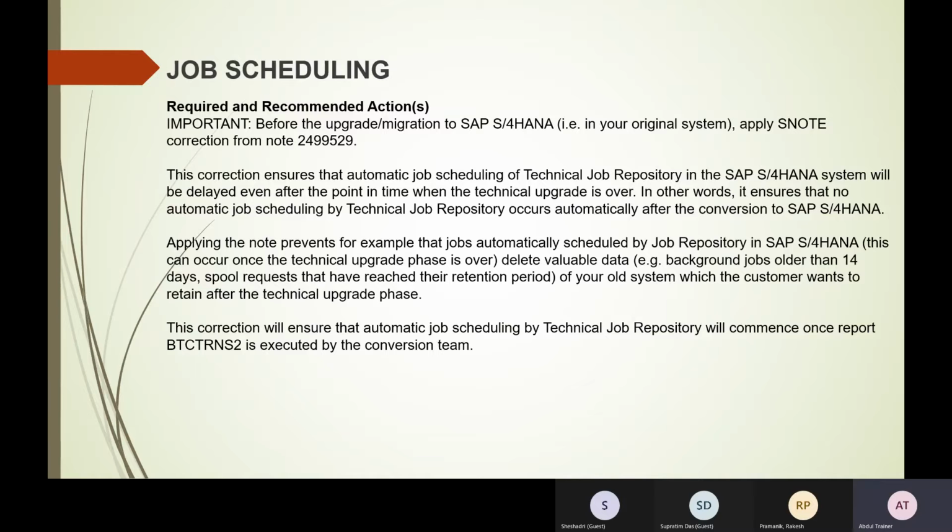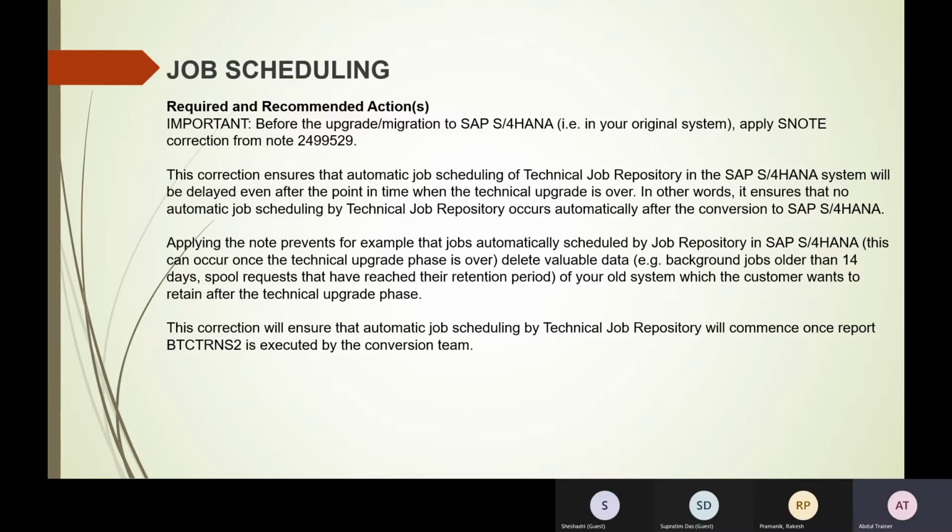After the upgrade and migration, the functional team comes and does the testing. With these jobs, if something goes wrong, if some reports get executed, then there will be problems. So to avoid any jobs running during or after the migration, we need to apply this SAP note. This note ensures that no jobs will be triggered after the conversion or upgrade of the S/4HANA system.